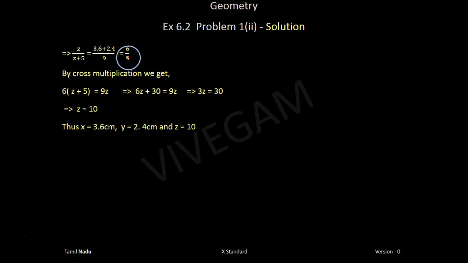Now you cross multiply. So 6 into Z plus 5 will be equal to 9Z, or 6Z plus 30 will be equal to 9Z, or 3Z will be equal to 30, or Z will be equal to 10. Therefore, X equal to 3.6, Y equal to 2.4, and Z equal to 10 are the three required measurements. Right?